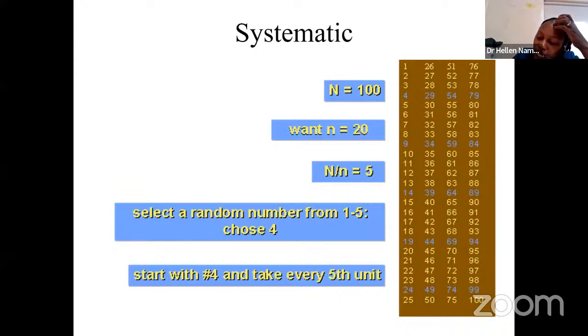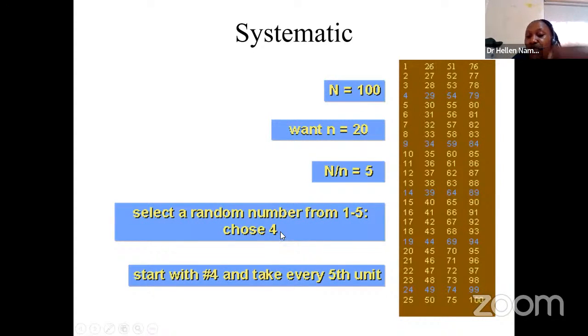So if my k, that is the systematic sampling interval, is 5, then between 1 and 5, I can choose any number to start with. It doesn't matter, provided it's between 1 and the systematic sampling interval that you've chosen. In our case here, it is 5.